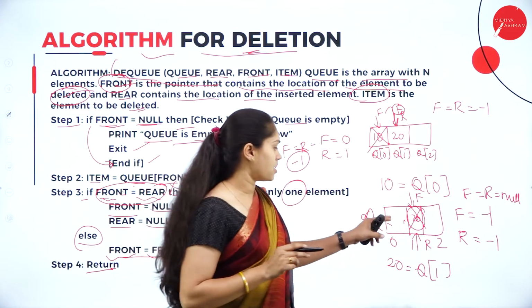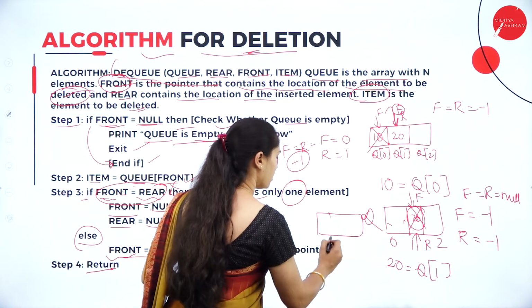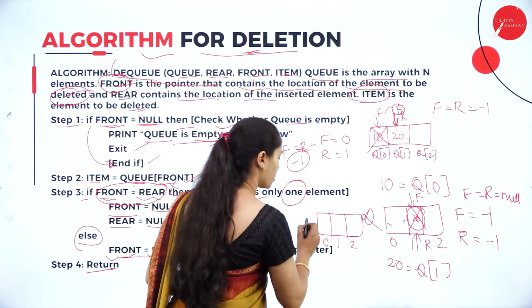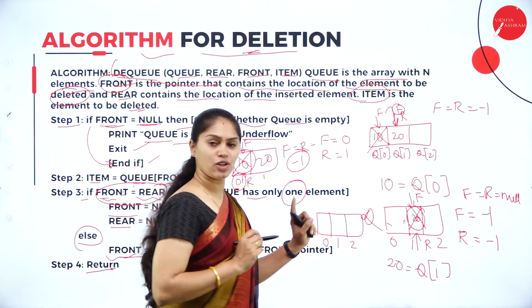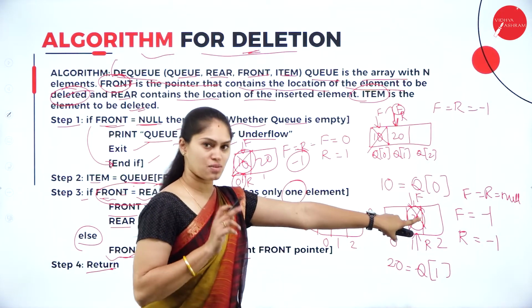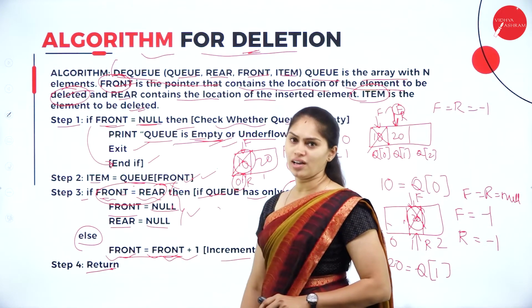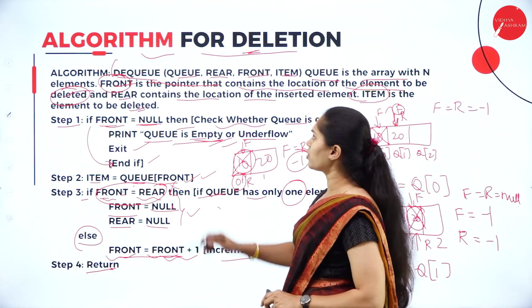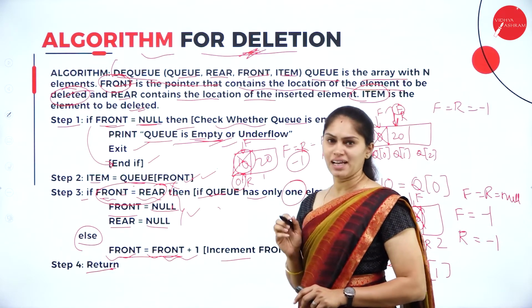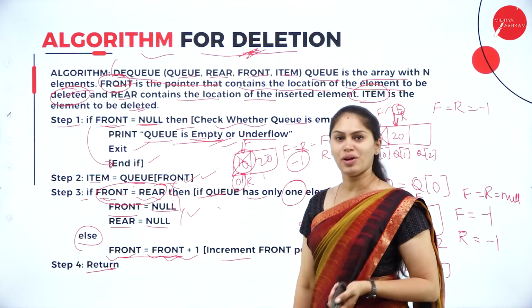Again I will come here: front is equal to null? Yes, because we don't have any element. In my next scenario, 0, 1, 2, the queue name is queue, and here I don't have any element. So front is equal to null, that is -1. Then it will show that the queue is empty or underflow. This is how we delete an element from a queue implemented with a linear array. I hope you all understood.